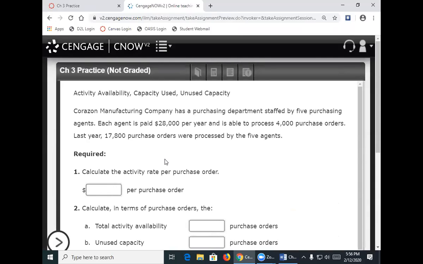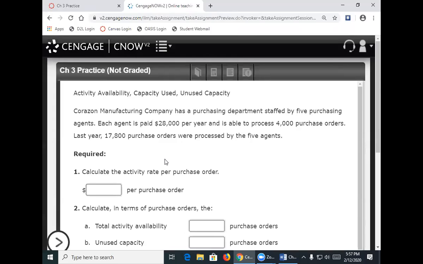Corazon Manufacturing has a purchasing department staffed by 5 purchasing agents. Each agent is paid $28,000 per year and is able to process 4,000 purchase orders. Last year, 17,800 purchase orders were processed by 5 agents. So what we're going to do in this one is use cost functions to determine if, you know, we're maybe having purchasers that are working and not doing something. Do we have more purchasers than we need, or do we not have enough purchasers? You know, what do we need here?